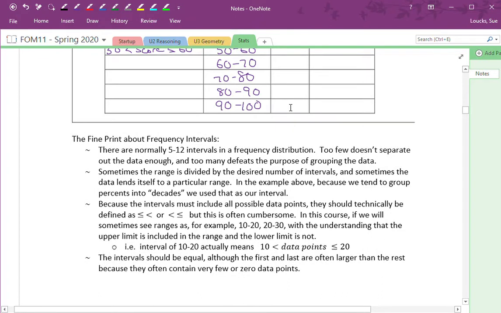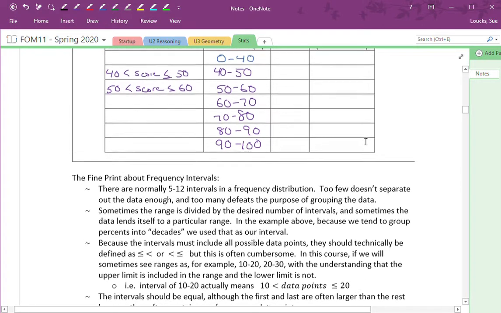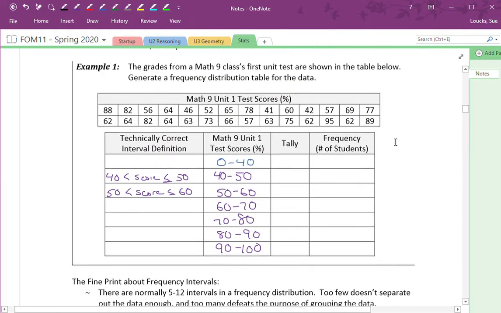And the intervals should be equal, although that doesn't always happen. Often the first one and the last one are bigger because they often don't have much in them, so it doesn't make sense to split that up. It makes your table big and awkward, and your graph, which we'll get to later, just looks silly. So we just group the ends together. Okay. All right, back up to our table.